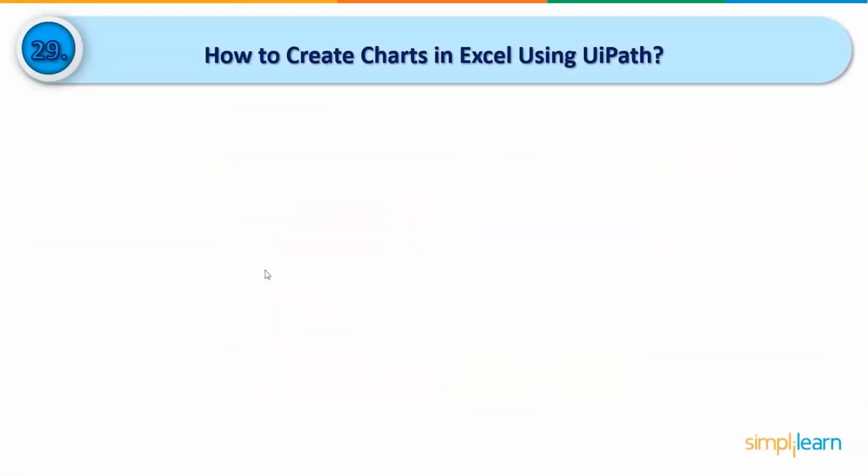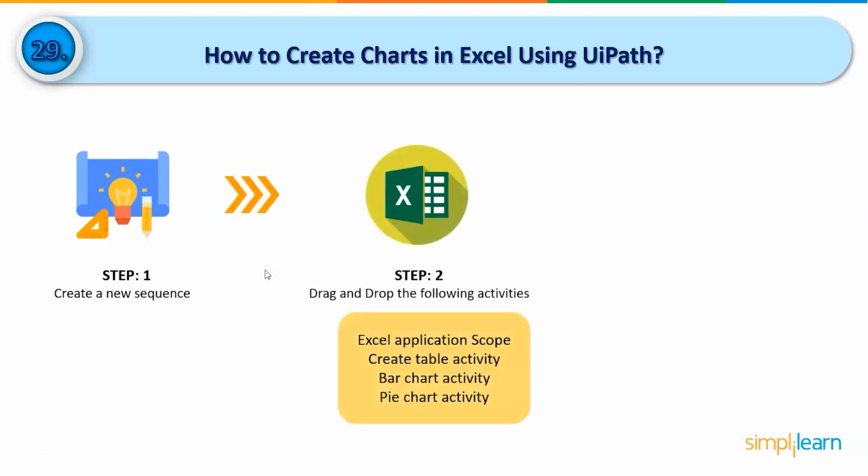How to create chart in Excel. Step 1. Create a new sequence. Go to the UiPath Studio and create a new sequence and then drag and drop the following activities. To create a chart, we need to use Excel application scope, create table activity, and bar chart and pie chart activity depending on which type of charts you want to create.